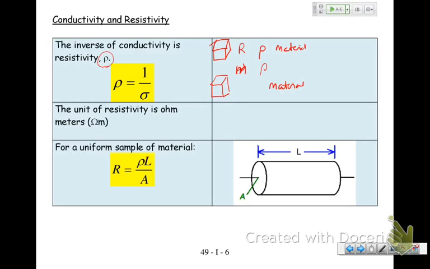So if I look at the linking equation, and please know this cold, R is equal to rho L over A. L is the length of the resistor, and A is the cross-sectional area. And that works nicely for a cylindrical shape. If I had a tetrahedral-shaped resistor material, I'm not sure what the equation would be, but for a cylindrical or a nice long tube kind of thing, it's going to work out fine.